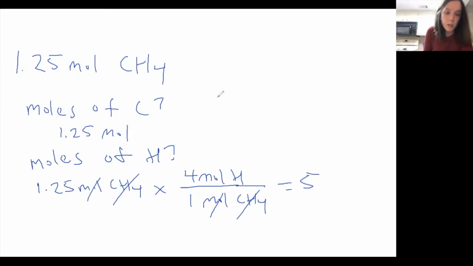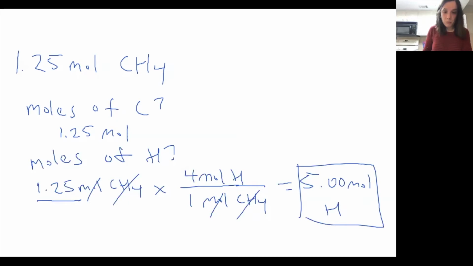Now with sig figs, this is an exact relationship. There are exactly 4 moles of H for every 1 mole of CH4. So we can ignore significant figures for this ratio right here and look only at our measurement, 1.25. Because that has 3 sig figs, our answer will also have 3 sig figs. So even though it's 5 moles exactly, we should report 5.00 moles of H. That's how we do a conversion between moles of a compound and moles of one of the elements inside the compound.